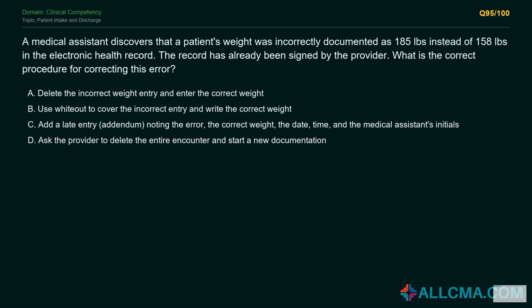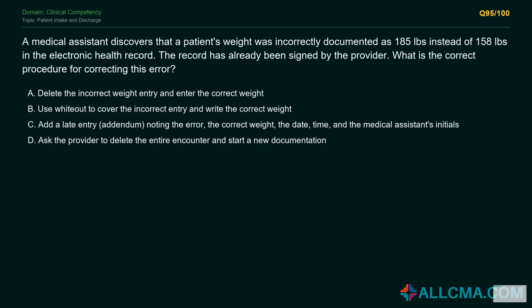Question 95. A medical assistant discovers that a patient's weight was incorrectly documented as 185 pounds instead of 158 pounds in the electronic health record. The record has already been signed by the provider. What is the correct procedure for correcting this error?